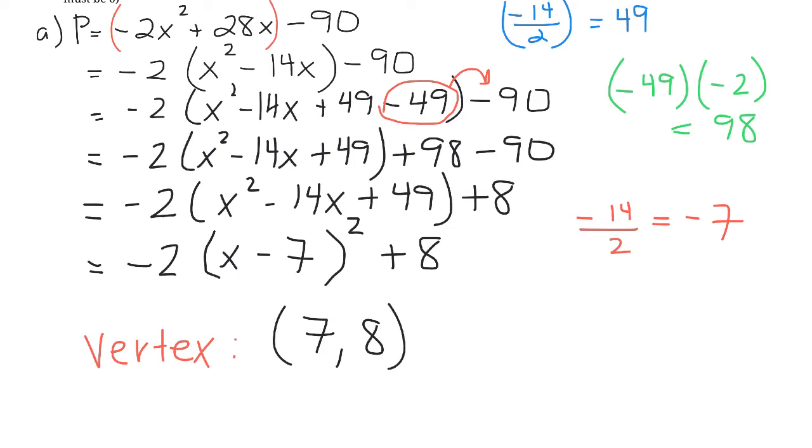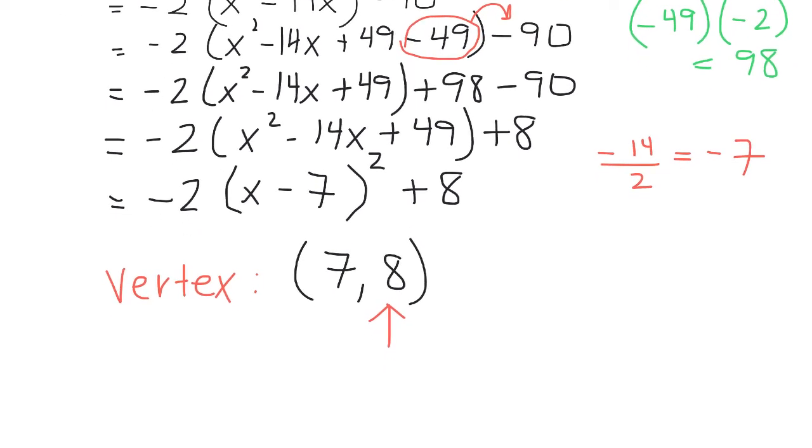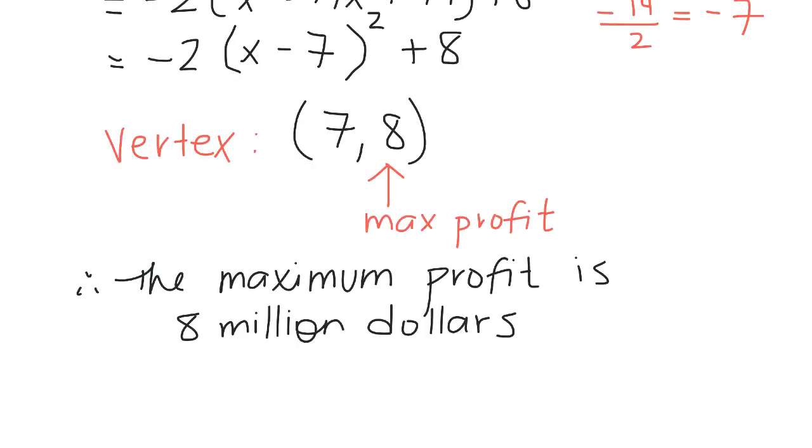Remember that the y value of your vertex represents your maximum. So the maximum profit that this company can earn, well, is it $8? That doesn't seem right. It seems a little low. But if we go back to the original question, it tells you that their profit is measured in millions of dollars. So this is not just 8, it's actually 8 million. So our concluding statement would then be, therefore, the maximum profit is $8 million.